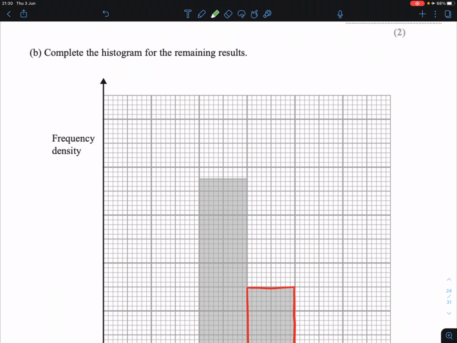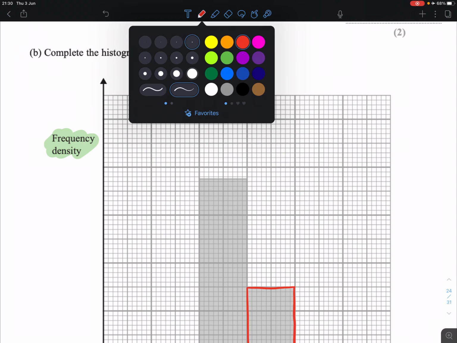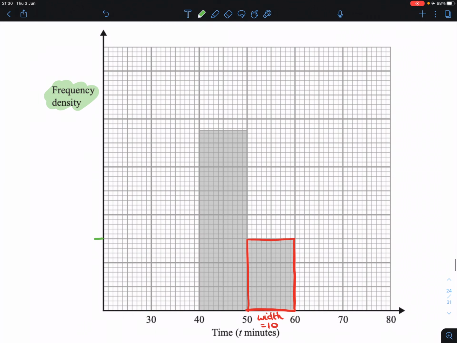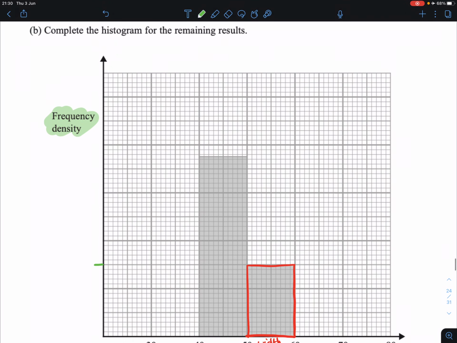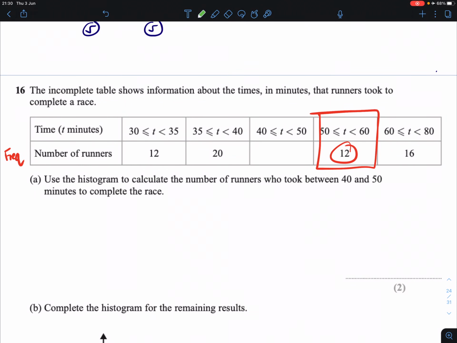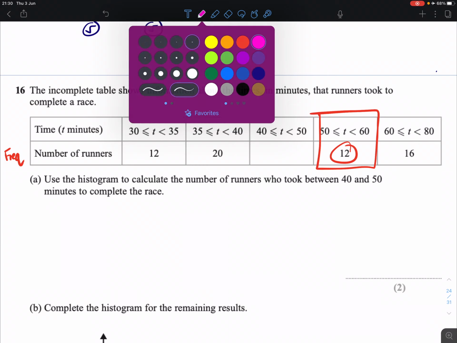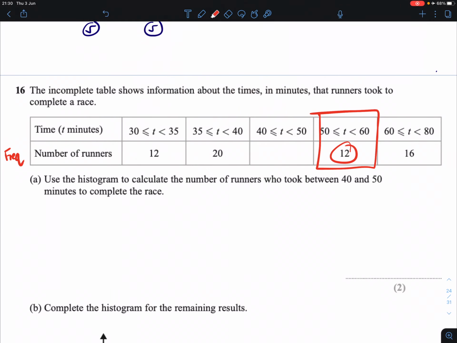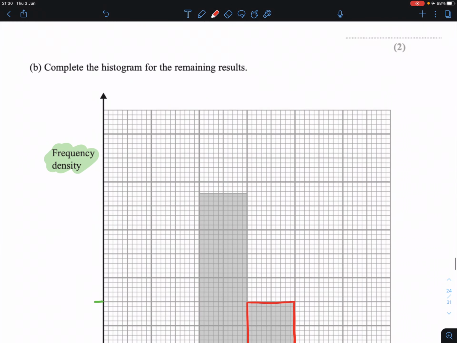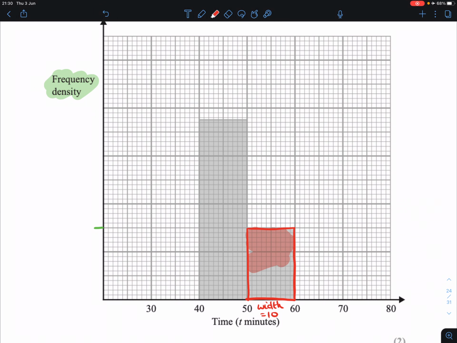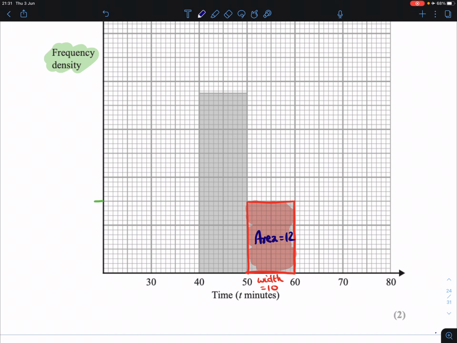And this other measurement that we have here is frequency density. Now we don't know what the frequency density is, the height of that bar, but we don't need to, because area in a histogram is what frequency is all about. This frequency of 12 is the area of this bar. So the area of this bar is 12. The width is 10, which means if we do 12 divided by 10, we get 1.2. 1.2 is going to be that height there, that marking.